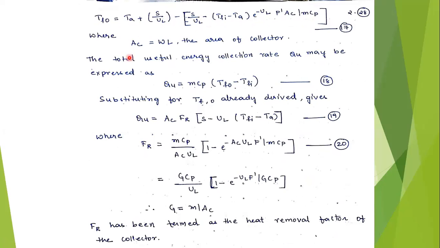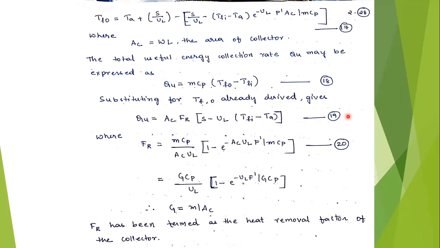These terms are here. Ac is the area of the collector, which is equal to W L. The total useful energy collection rate Qu may finally be described as Qu is equal to m Cp (Tf naught minus Tfi). In the 17th equation you got the value of Tf naught. If you substitute that value of Tf naught in the 18th equation, then Qu becomes Qu is equal to Ac FR [S minus UL (Tfi minus Ta)].